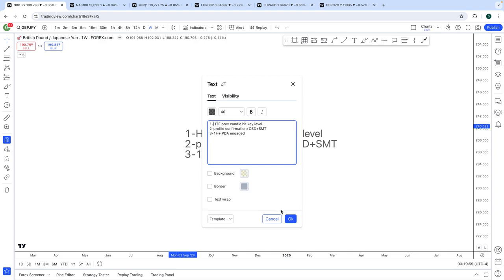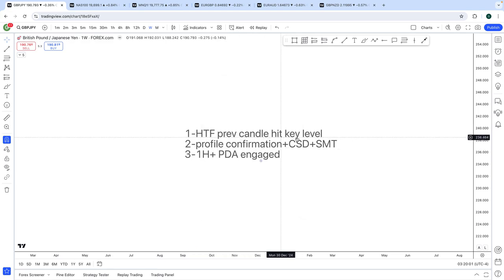I'm just kidding. All right, so we need the higher time frame previous candle to hit a key level. Okay, and now we're going to confirm that distribution, right? So that first candle that hits the key level, which is just a fair value gap or a swing low or an order block. It has to be a high probability order block. But that is viewed as manipulation. So the next days is why we are going to trade the next days, because that's distribution, right? Manipulation into distribution, right? We're going to confirm that with the profile, with the CSD and SMT.